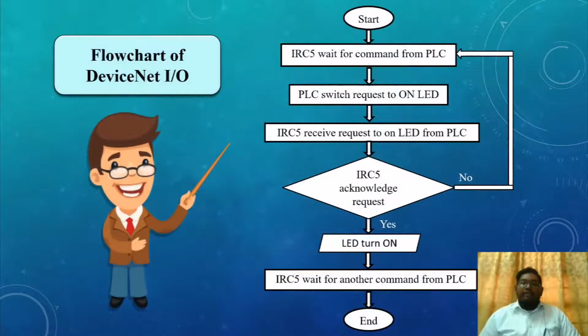The flow of the DeviceNet I/O setup before this is shown in this flowchart, where the system starts, then IRC5 will wait for a command from the PLC. If the PLC switch requests to turn on the LED, then IRC5 will receive the request and process it to see if the command is acknowledged by IRC5 or not. If not, IRC5 will continue to wait for a command from the PLC. If yes, then the LED will turn on.